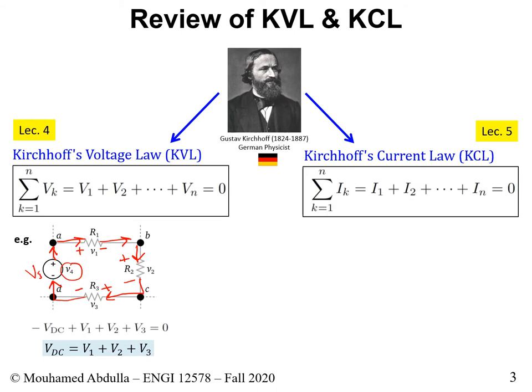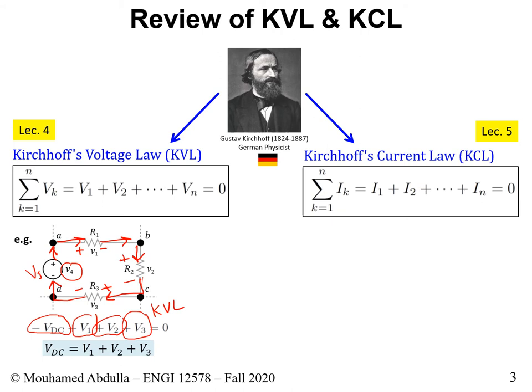So the current is leaving the source, so therefore we write minus VS or minus VDC. It enters the plus of V1, so that's why we write plus V1. It enters the plus of V2, that's why we write plus V2. It enters the plus of V3, that's why we write plus V3. You do the addition, it should add up to zero. And this is really what KVL tells us to do.